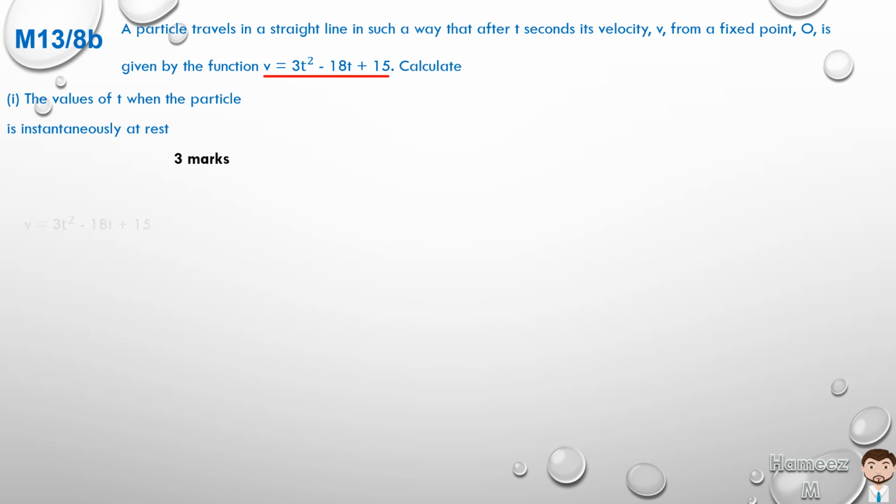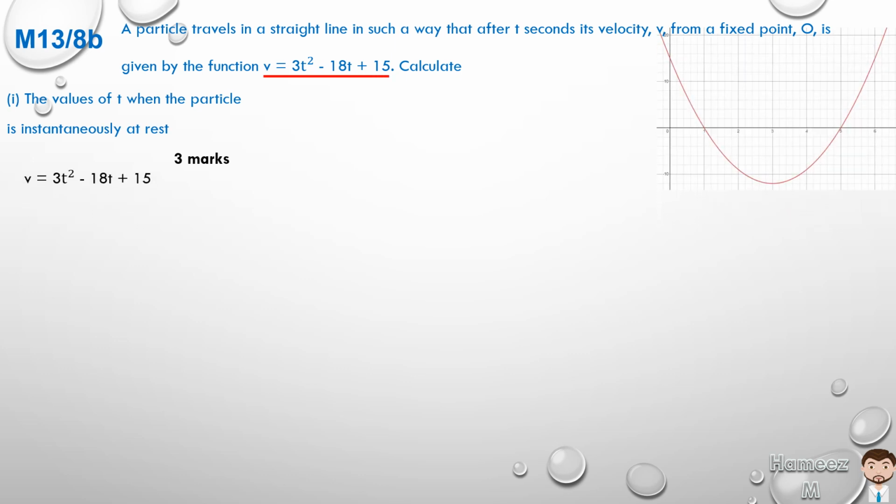So let's write our formula. V is equal to 3t squared minus 18t plus 15. And if the particle is at rest, that means the velocity is 0. So we can write that 0 is equal to, and we can factorize that quadratic, so it will give us (3t minus 3) by (t minus 5).